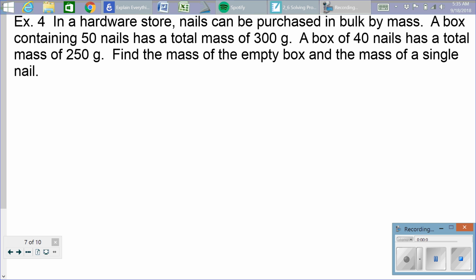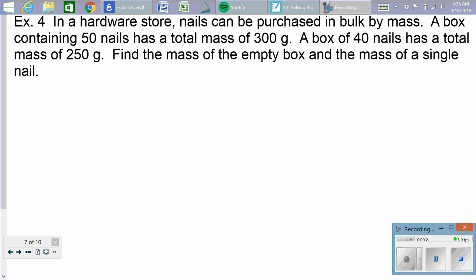Example 4: we have a hardware store, and that hardware store has nails that can be purchased in bulk by mass. Now, a box contains 50 nails that have a total mass of 300 grams, and the box of 40 nails has a total mass of 250. So we need to find the mass of the box and the mass of a single nail.